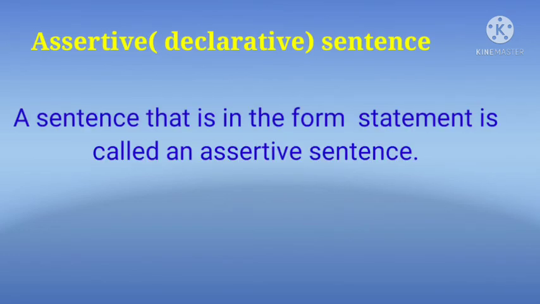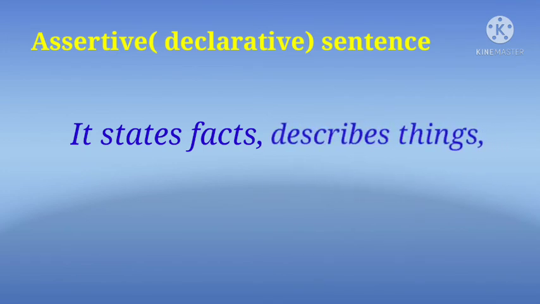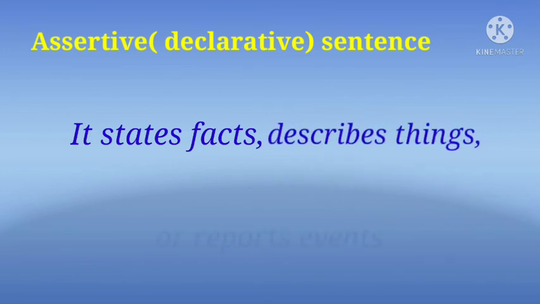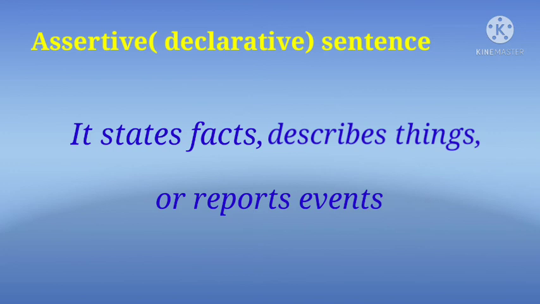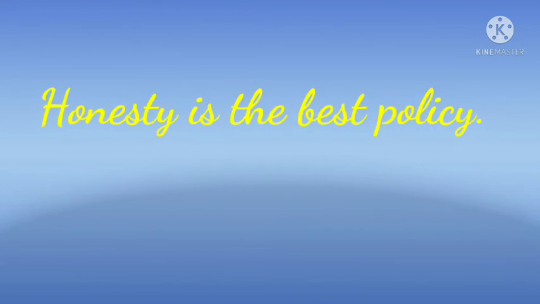A sentence that is in the form of a statement is called an assertive sentence. It states facts, describes things, or reports events. For example, honesty is the best policy.